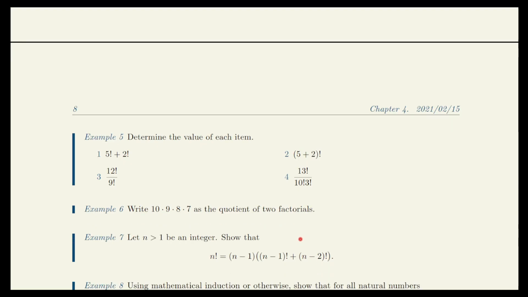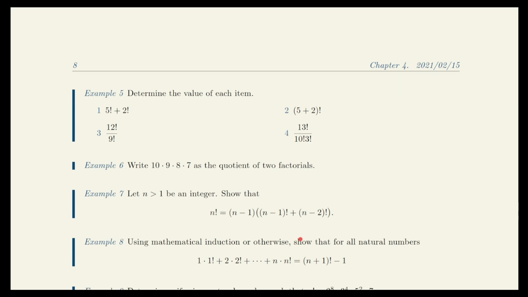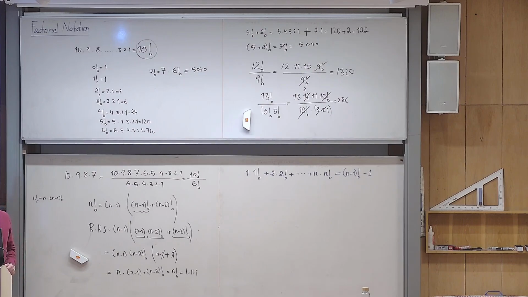So let us go back to slides. And then still I want you to solve that one for me. Use mathematical induction, or otherwise show that for all natural numbers, 1 times 1 factorial plus 2 times 2 factorial plus up to n times n factorial is n plus 1 totally factorial, but minus 1. So we want to prove that, yes? Okay, I want to wait for you. Let us solve it. Could you solve the problem?